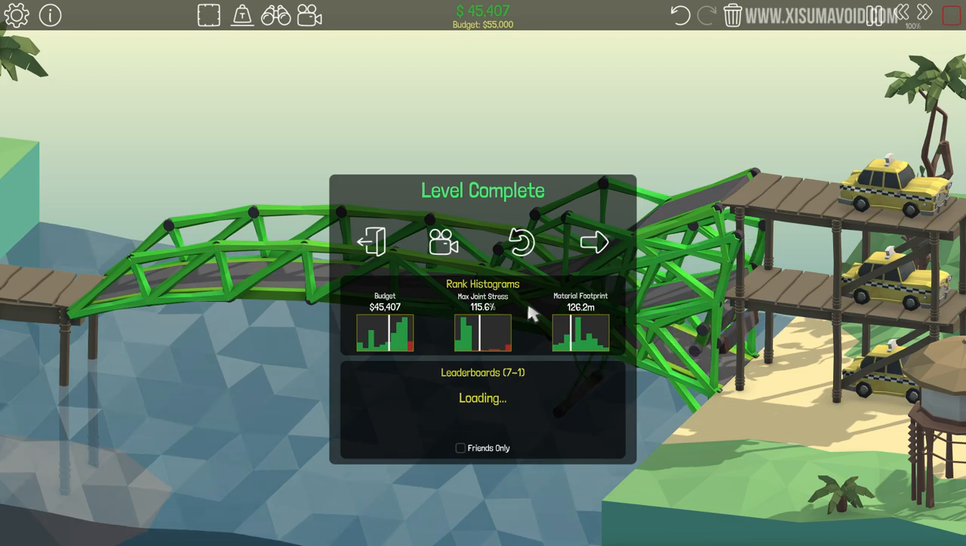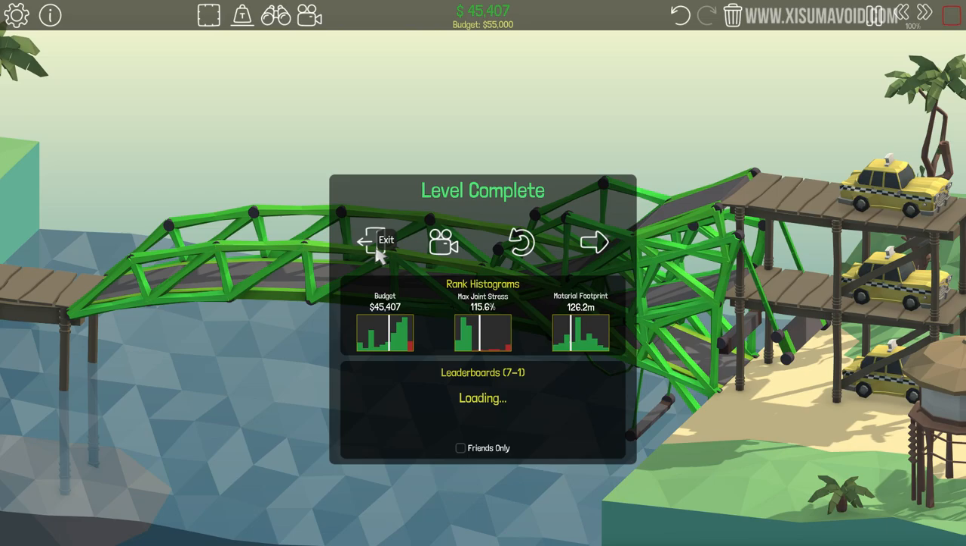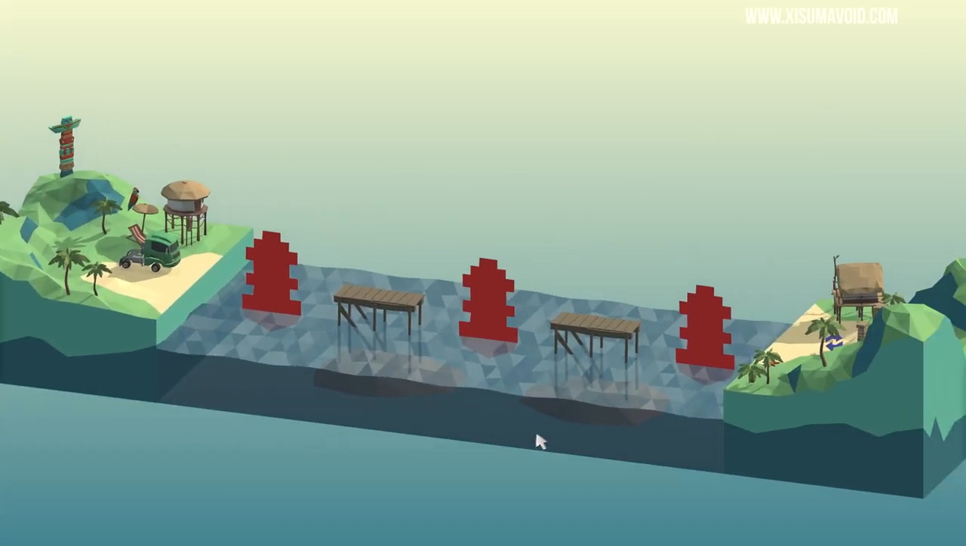Level done. That took a long time. Where am I on the leaderboard? I would like to know. Are you going to load? It's probably not, is it? Let's go to the next level.